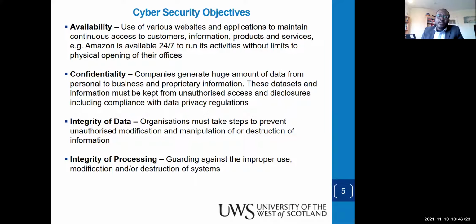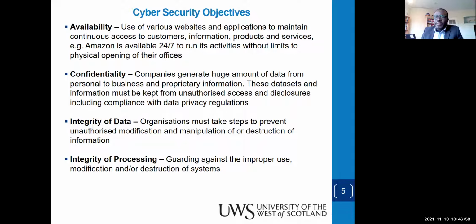Now there are four main objectives that underline cybersecurity processes. One, availability. You can see that today companies can sell 24/7 without having even a physical location. So do we have the available technology, the websites, our applications running continuously to provide what customers need? Talk of Amazon. They trade 24/7. You can go online at any time, you buy and you get it at your doorstep because they have a system that provides availability at any time.